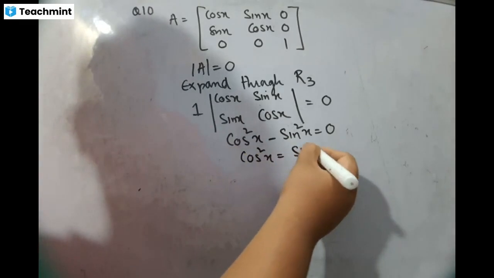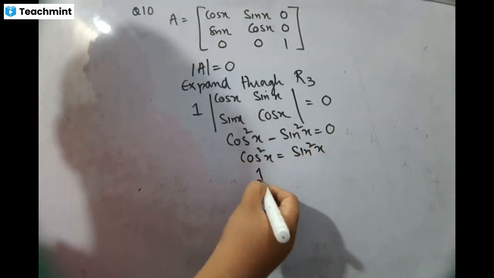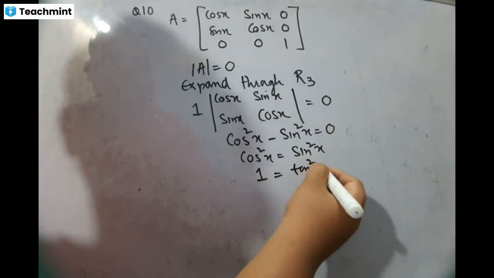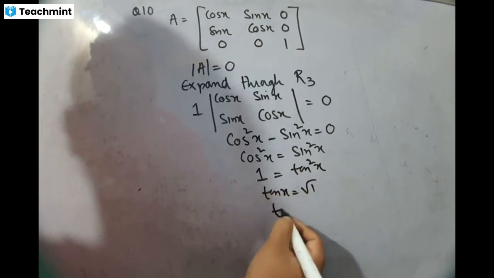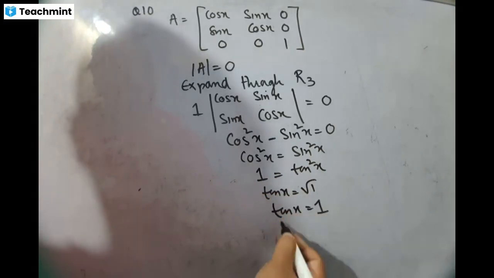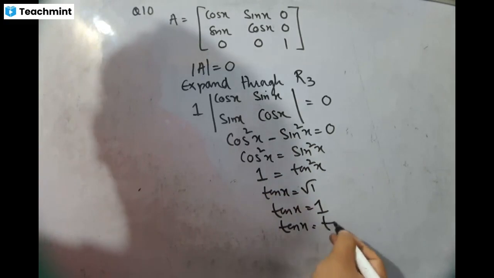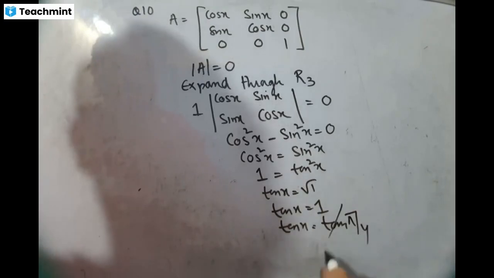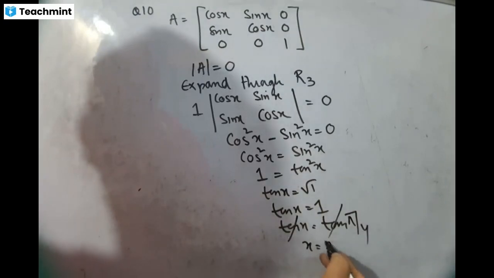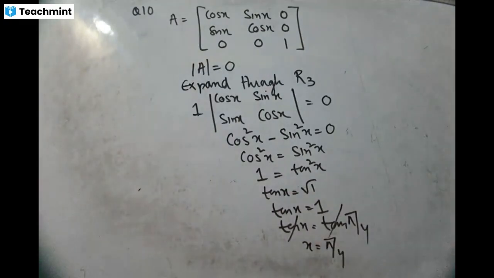So the negative sign goes, that sign becomes positive. Divide everything by cos square. So this becomes 1, sin by cos becomes tan, square comes, this sign becomes root. So tan x equal to root 1, so tan x equal to 1. I need to find the value of x, so I need to convert the right side also in terms of tan. 1 can be written as tan 45, so tan and tan get cancelled. So x equal to pi by 4. The right answer that I see is question number 10, subdivision B.